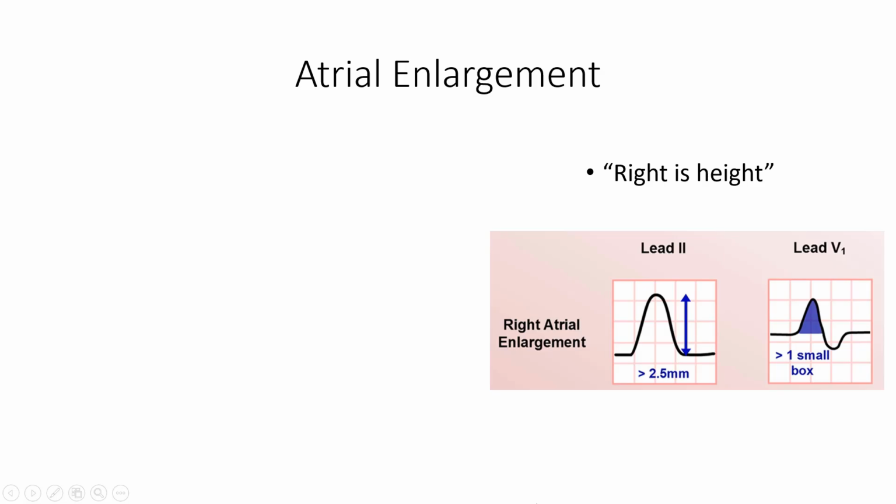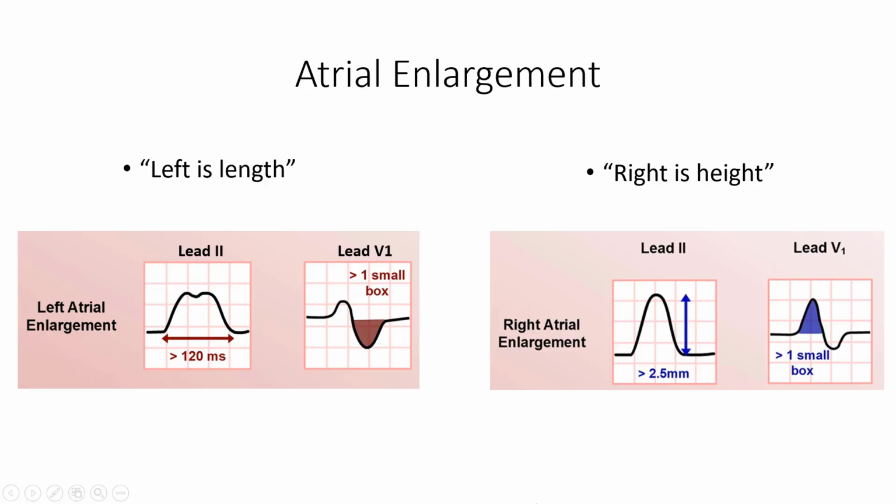So to summarize, in atrial enlargement, right is height. For the right atrium to be significantly enlarged, we have to see a P wave greater than 2.5 millimeters, and then the initial right atrial phase of V1 to be greater than one small box. Left is length. For left atrial enlargement, we look at lead 2, and if we can see that lead 2's P wave is greater than 3 small boxes, we can say that there is probably left atrial enlargement. This would be further confirmed in V1 if the second left atrial phase of the biphasic P wave in V1 is wider and deeper than one small box.